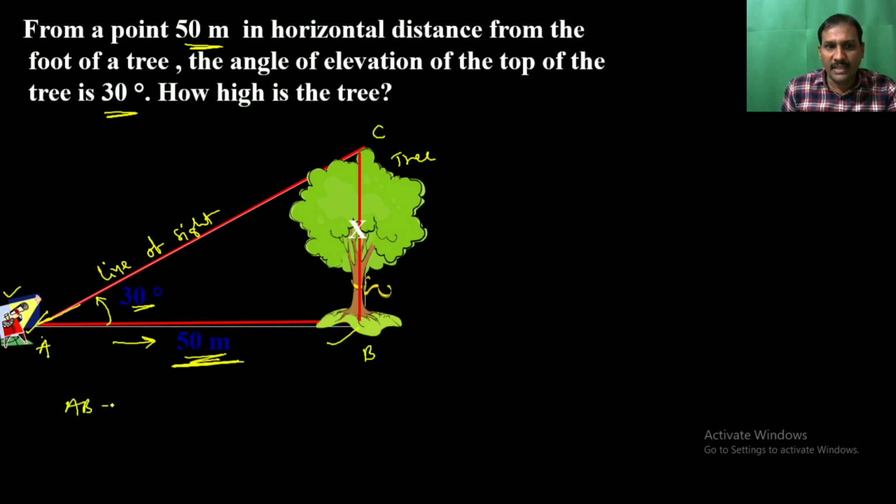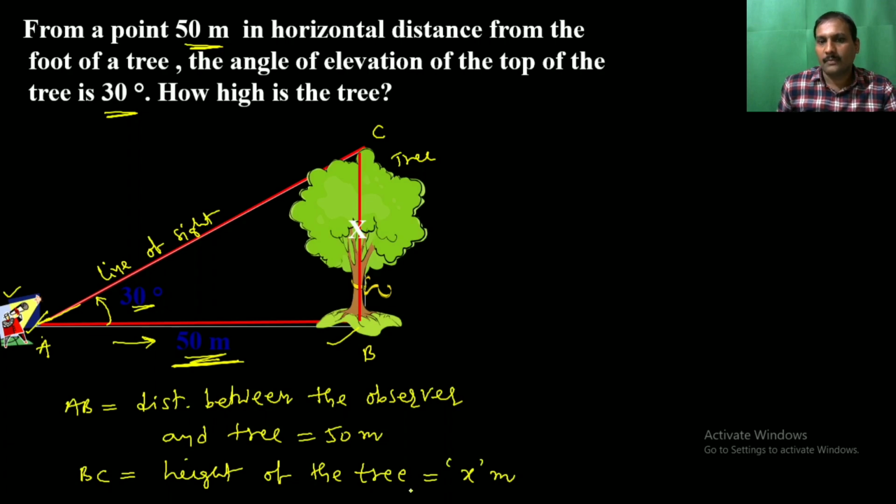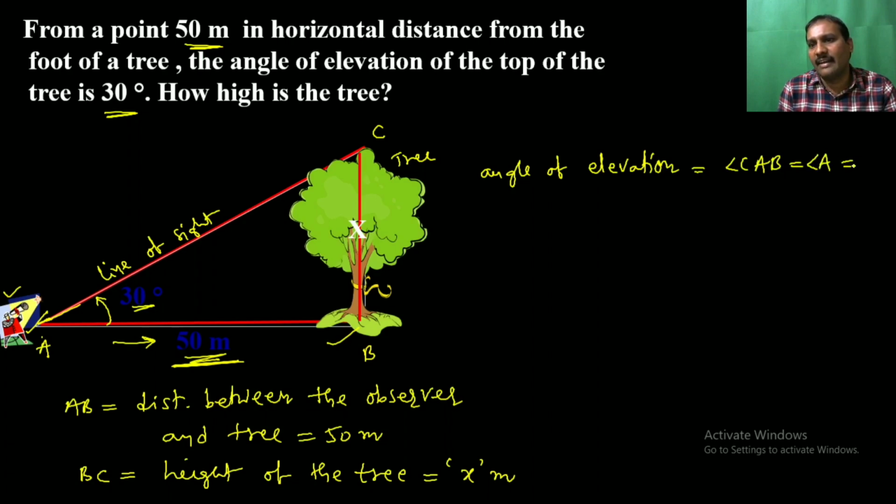So here AB is equal to the distance between the observer and the tree. That is given in the problem. The distance between the observer and the tree is 50 meters. And BC is equal to the height of the tree. That is what we have to find. Let it be x meters. And the angle of elevation given in the problem is 30 degrees. That is equal to angle CAB, or simply you can say angle A, that is 30 degrees.